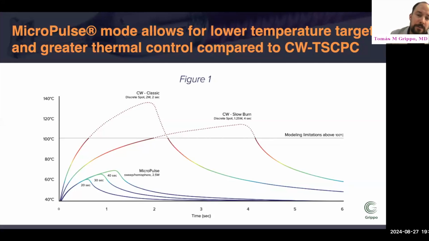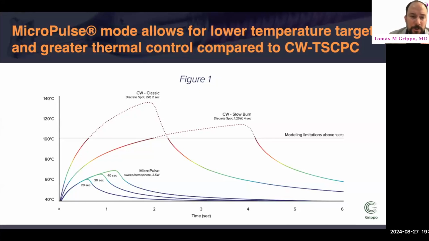And then, the temperature goes down, over time. The second curve that you see is the same continuous wave procedure, but with a slow burn technique. So it takes a little bit longer to reach above 100 degrees of temperature.